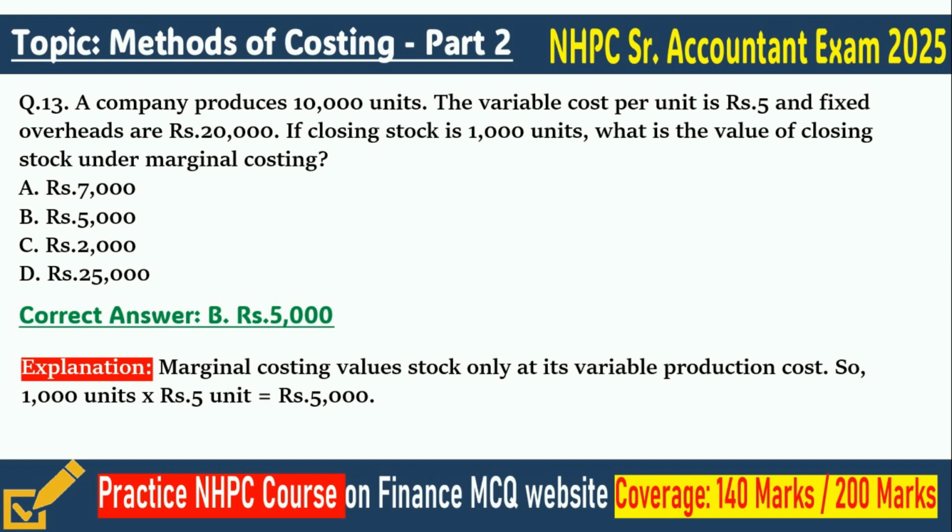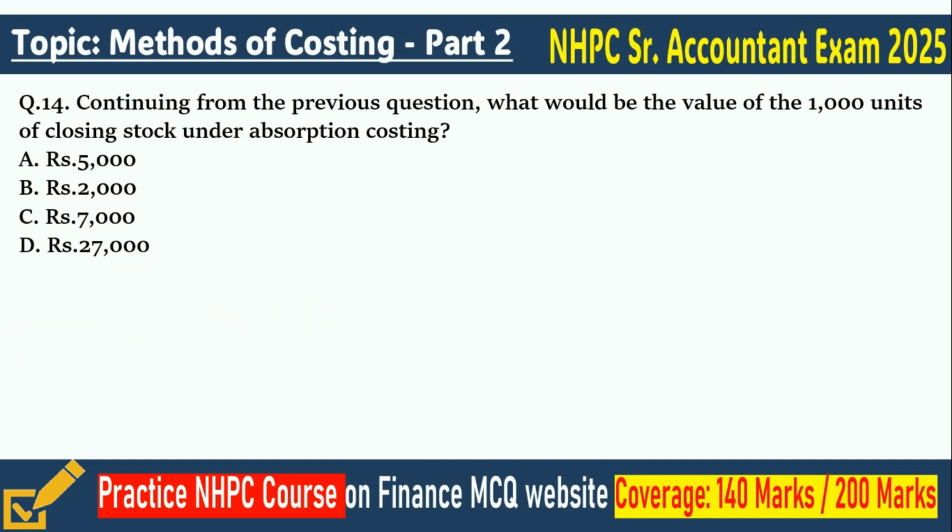So friends, if you go to the previous question, we have already given variable cost per unit, that is rupees 5. So we'll have to calculate fixed overheads per unit. So 20,000 divided by 10,000, that will be 2. So friends, we have variable cost per unit at rupees 5, fixed cost per unit at rupees 2. So the total cost will be 7 per unit. So obviously the value of closing stock will be 1,000 into 7, that is option C, 7,000 rupees. So the correct answer is option C.